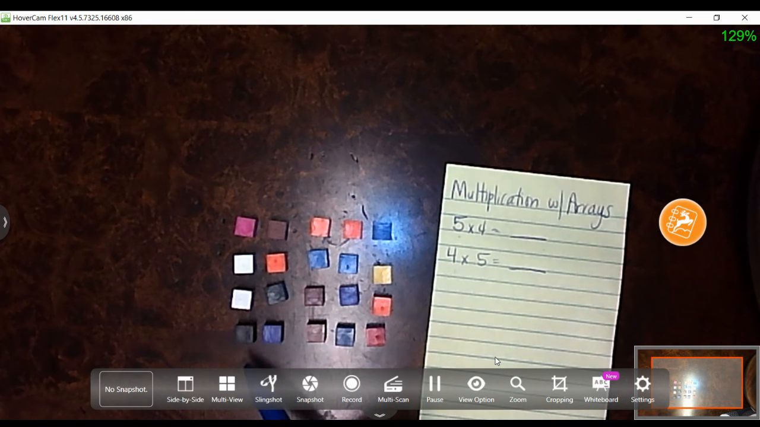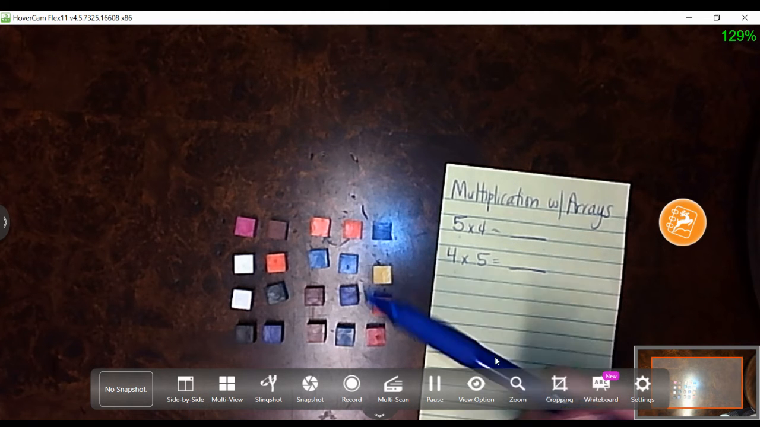So I'm just using counters here. If you don't have these types of counters at home, you could use anything from small toys to dry beans, dry pasta, pennies, popcorn kernels, anything that you have at home that you could use as counters.